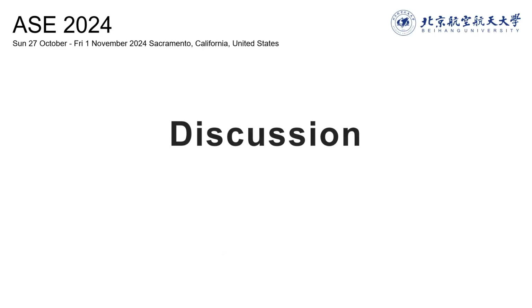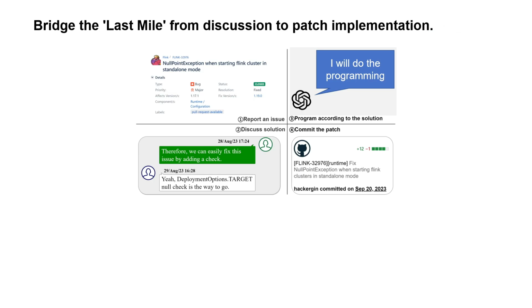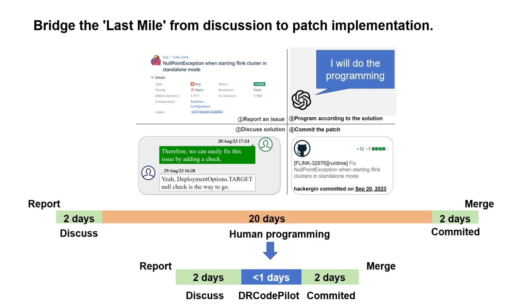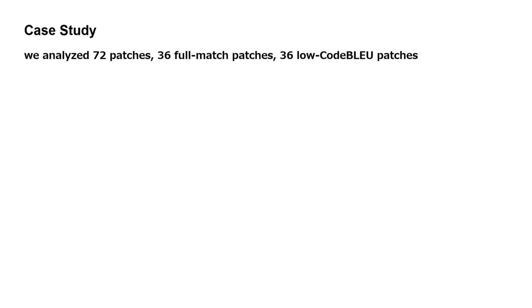Next, we move on to the discussion section of this paper. The experimental results indicate that our method effectively bridges the gap in the last mile of patch generation. Compared to traditional manual programming processes, DRCodePilot can generate high-quality patches in a shorter time, significantly reducing the time cost of maintenance. To gain a deeper understanding of the strengths and weaknesses of DRCodePilot, we selected 36 fully matched cases and 36 cases with low CodeBLEU scores for in-depth analysis.